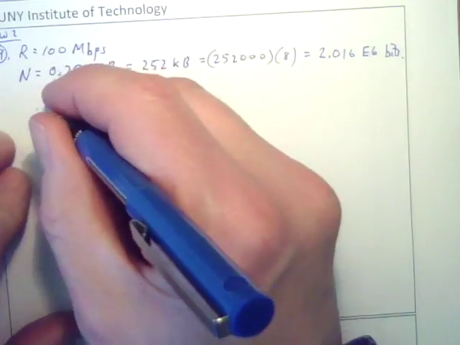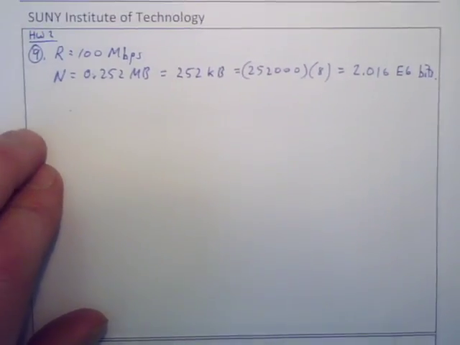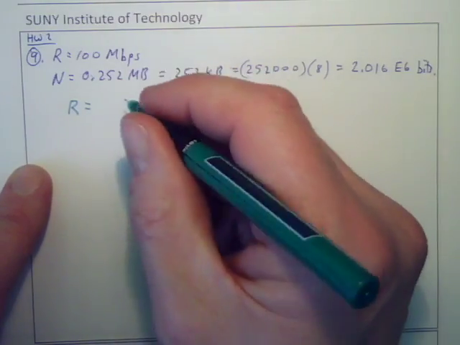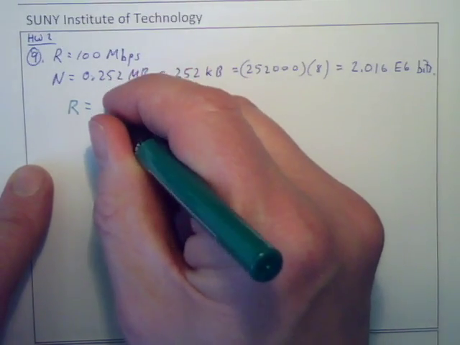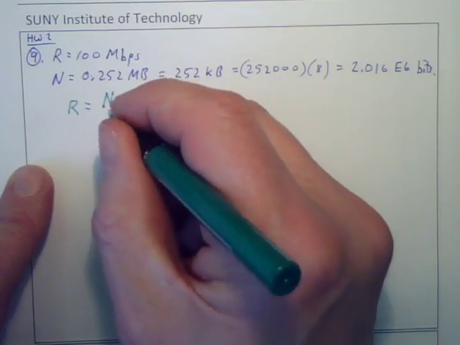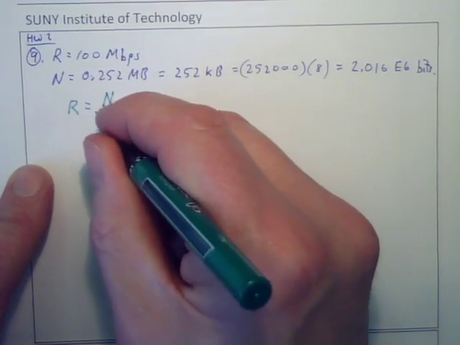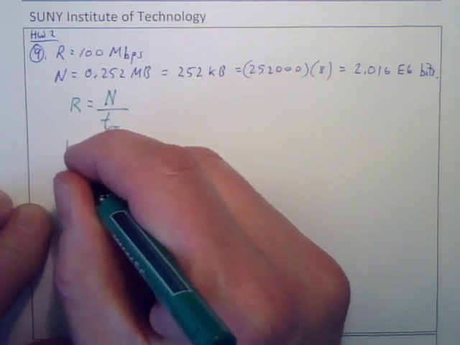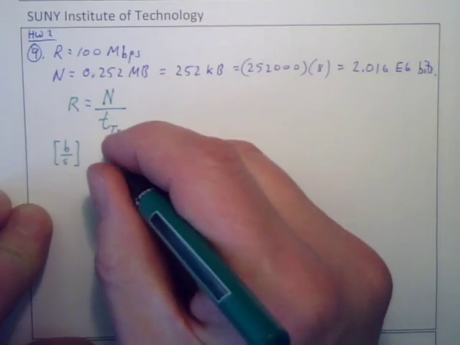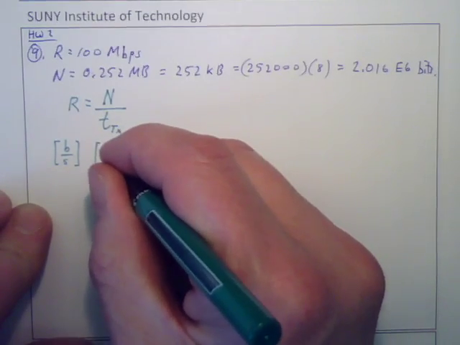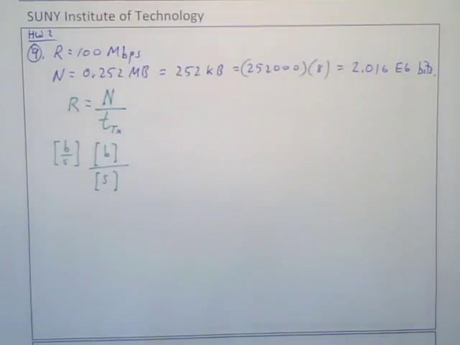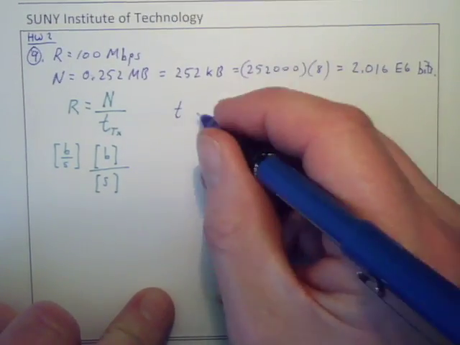And what we're going to write is one of the basic equations of data transmission, and that is that the rate is equal to the length of the file, the number of bits to send, divided by the time it takes to transmit. This is the rate in bits per second on the left, and the numerator is bits, and the denominator is seconds. So the units work out, bits per second on both sides, and I can solve for the time it takes to transmit.